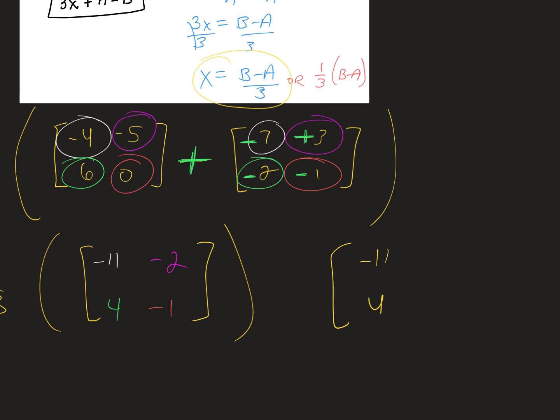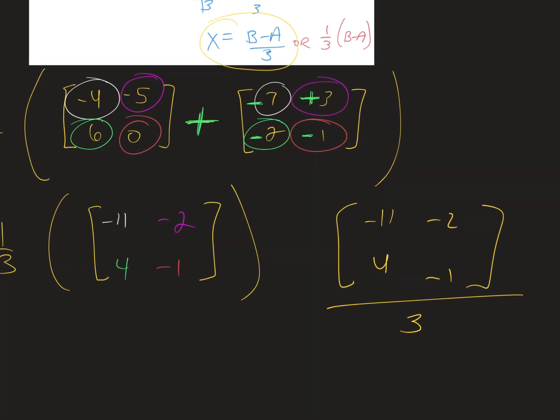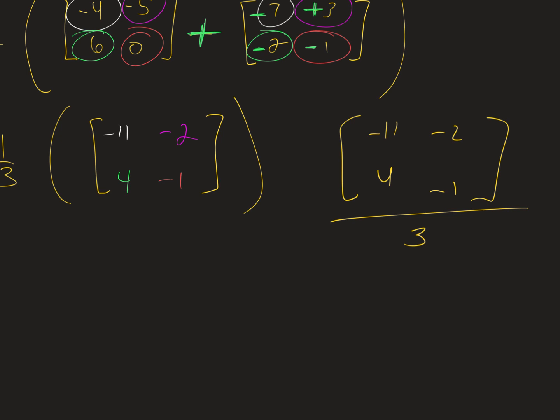Now, in this case, if you kept it as divided by 3, it would look like this. Negative 11, 4, negative 2, negative 1, and then you had divided by 3, right? All that's saying is every single entry in your matrix, you need to divide by 3. If it doesn't divide pretty, leave it as a fraction. So what would my answer look like?